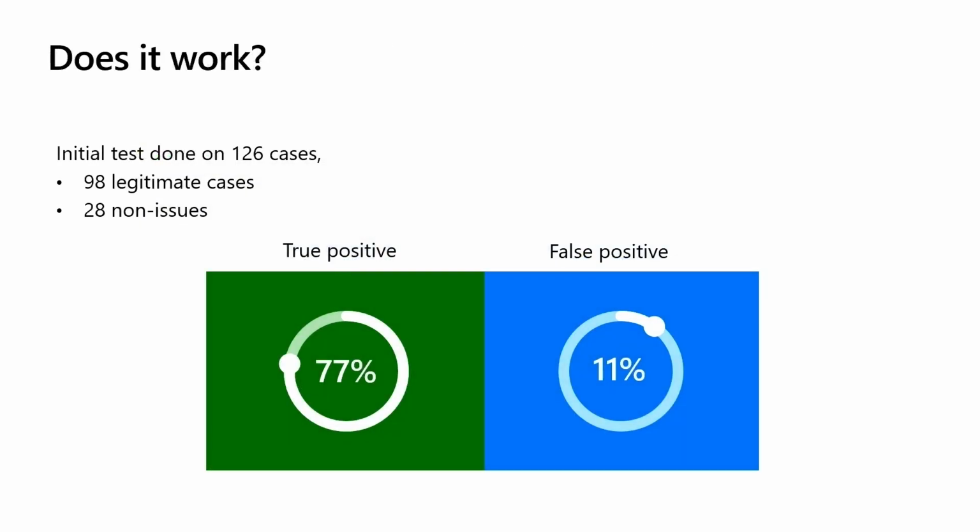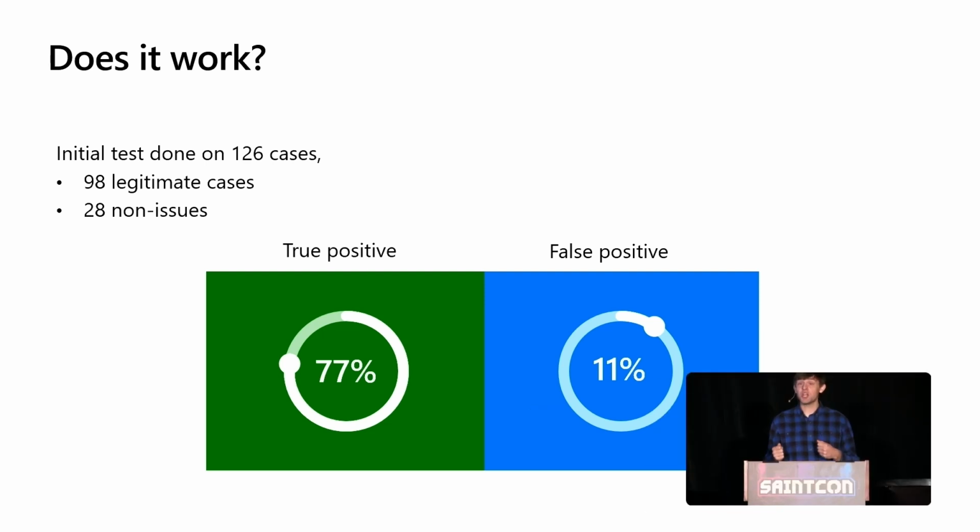So does this work? It actually works pretty well. I did an initial test. I took 126 reports that we had received at Microsoft, about 100 of which were legitimate vulnerabilities, and 28 were examples of these kinds of non-issues. It identified 77% of the non-issues correctly, and had only an 11% false positive rate. So again, this is not meant to replace me. It's not really meant to automate my job away, but to help me do it faster so I can get onto other cooler things.